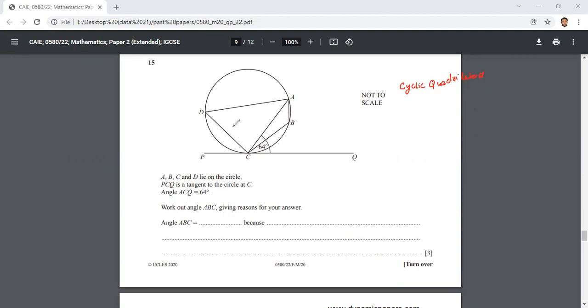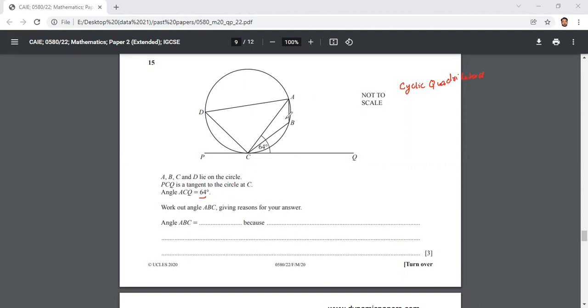But the question is, we don't know even a single angle inside. So what do we do next to find at least one angle? PCQ is a tangent to the circle at C, okay? And angle ACQ, which is between the tangent and one chord, AC, represents angle 64. That will help us find the rest. Work out the angle ABC.